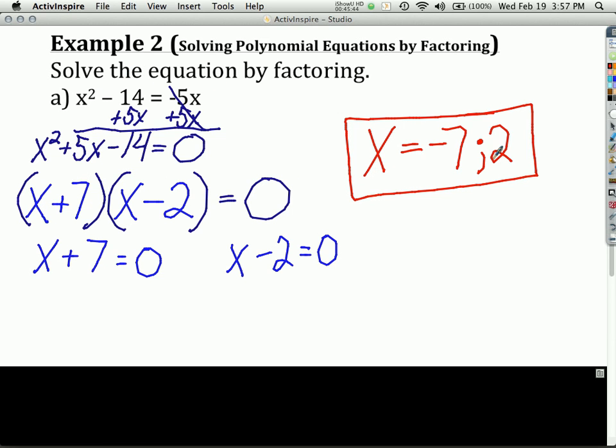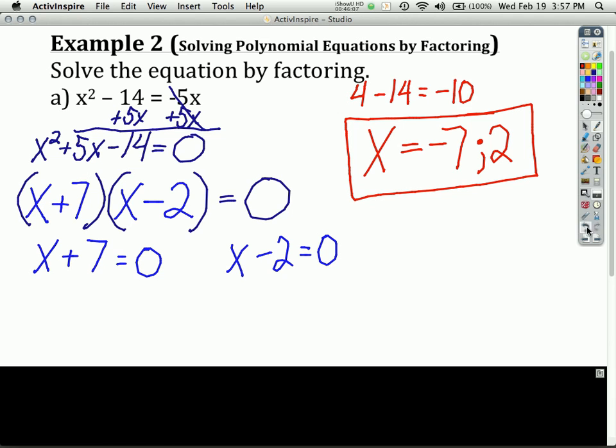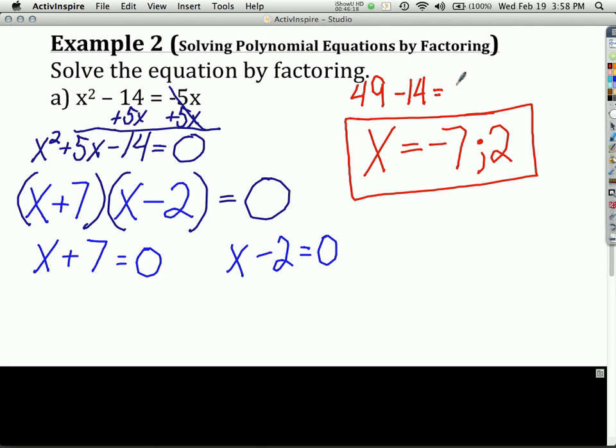And what that means is that these two numbers are solutions to this equation. And if I plug both of these back in, it will make a true statement. Watch this. Let's plug in the 2. 2 squared is 4, minus 14. -5 times 2 is -10. Is that a true statement? Yes, it is. Now let's try the -7. -7 squared is 49. Minus 14 equals -5 times -7 is 35. Is that a true statement? Yes, it is. Both of these work.